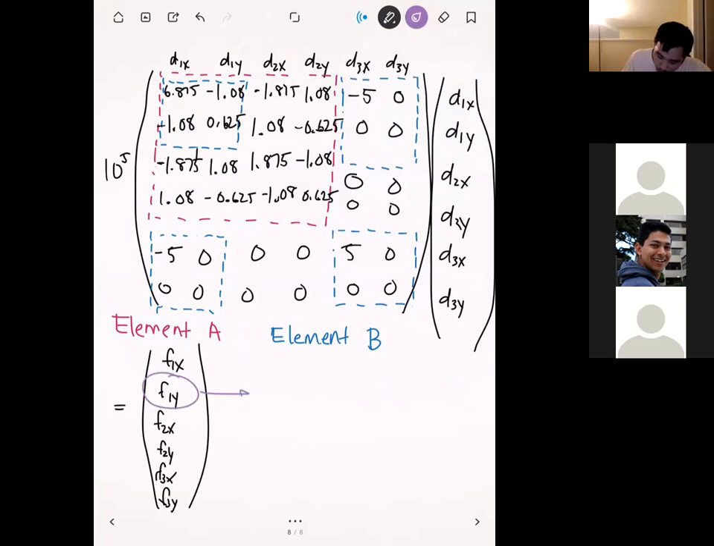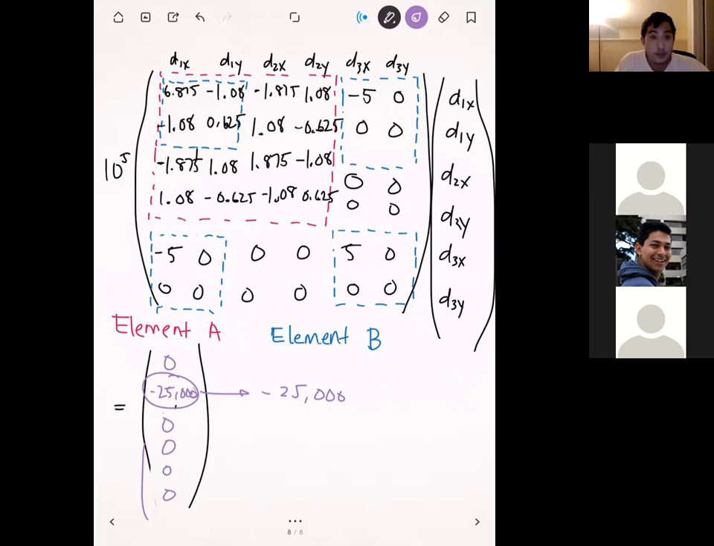We know that on node 1, we're supporting a weight of minus 25,000. And so let's go ahead and plug that in. Since there are no other loads, we're just going to set everything else here equal to 0. So we have 0, 0, 0, 0, 0. And so those are all the loads.